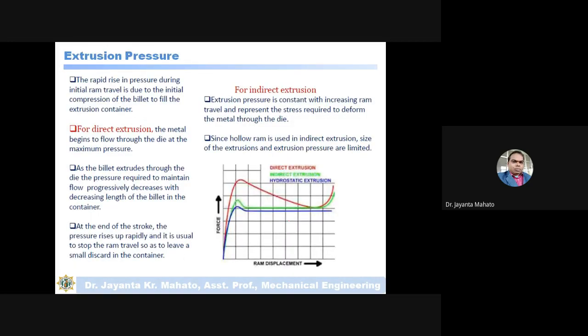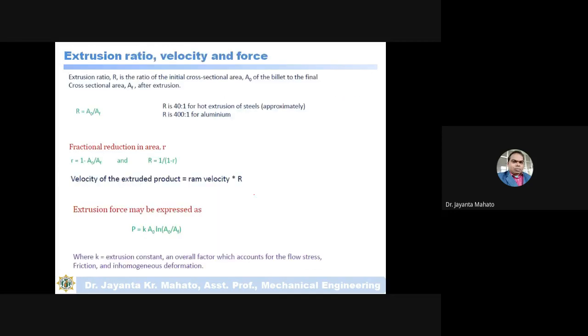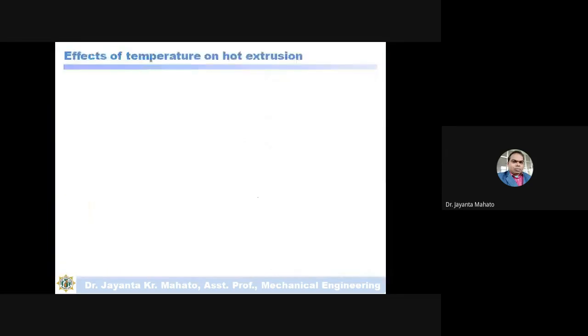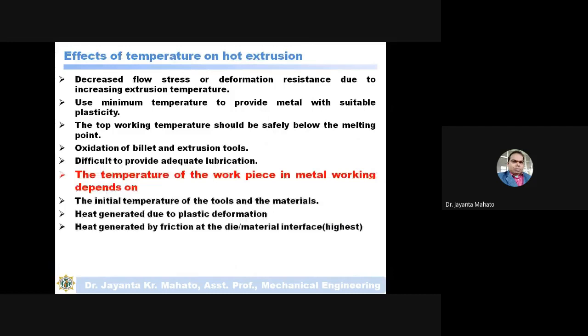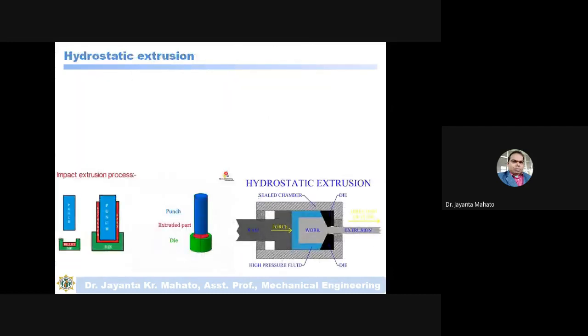So now, in comparison to direct and indirect, I will tell the hydrostatic extrusion. So this is actually hydrostatic extrusion.